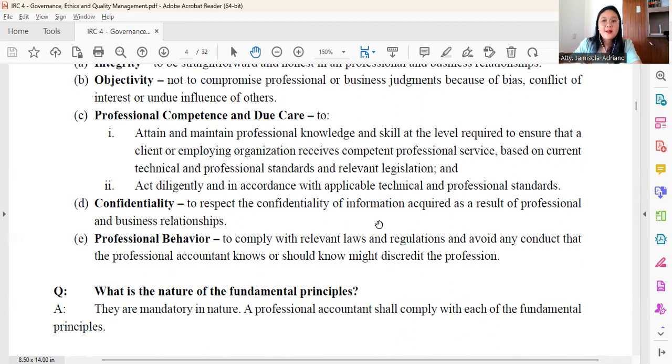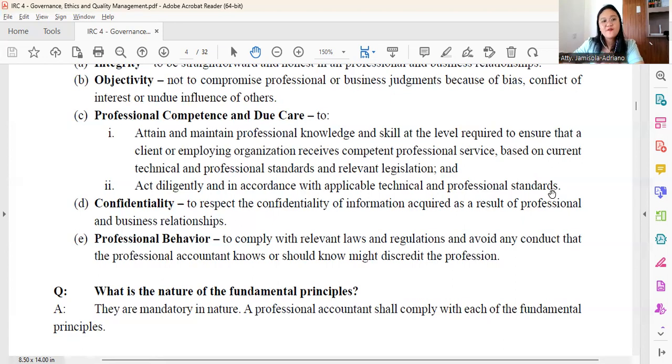So you should make sure that you maintain your professional knowledge and skill. So how can we do this? That's why we have this CPD requirement, right? Continuing professional development, or CPE, continuing professional education. That is why we are required to attend seminars. Even though we are already CPAs, we are required to attend seminars for us to keep abreast of the new rules and regulations affecting our practice. And then we have to act diligently and in accordance with applicable technical and professional standards.